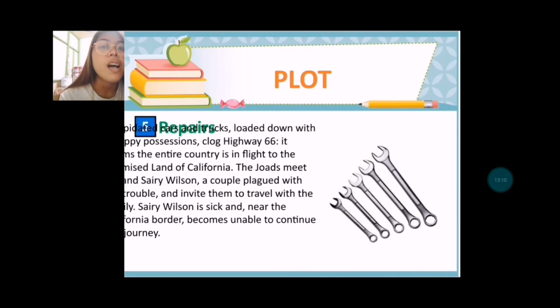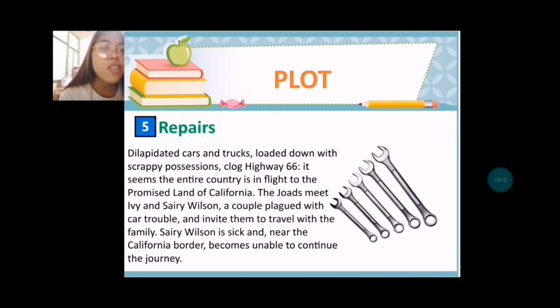Next, dilapidated cars and trucks loaded down with scrappy possessions clog Highway 66. It seems the entire country is in flight to the promised land of California. The Joads meet Ivy and Sarah Wilson, a couple plagued with car trouble, and invite them to travel with the family. Sarah Wilson is sick and near the California border becomes unable to continue the journey. So along their travels, the car breaks down and the family splits up. Tom and Al stay to fix the car while the rest of the family walk to a campsite that charges by the day.